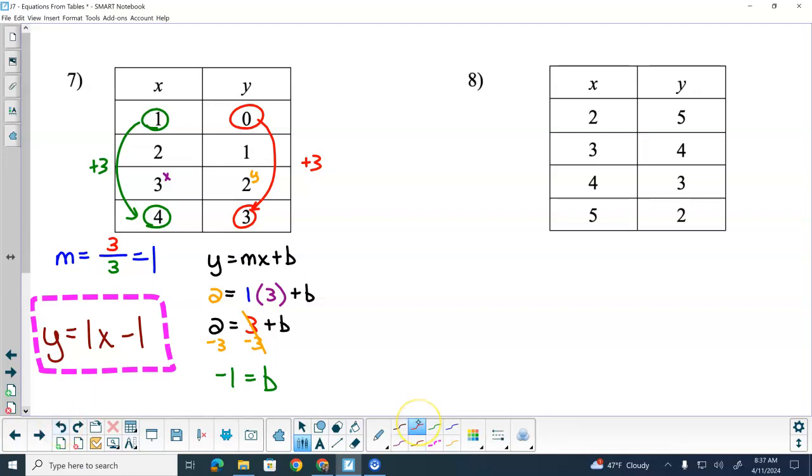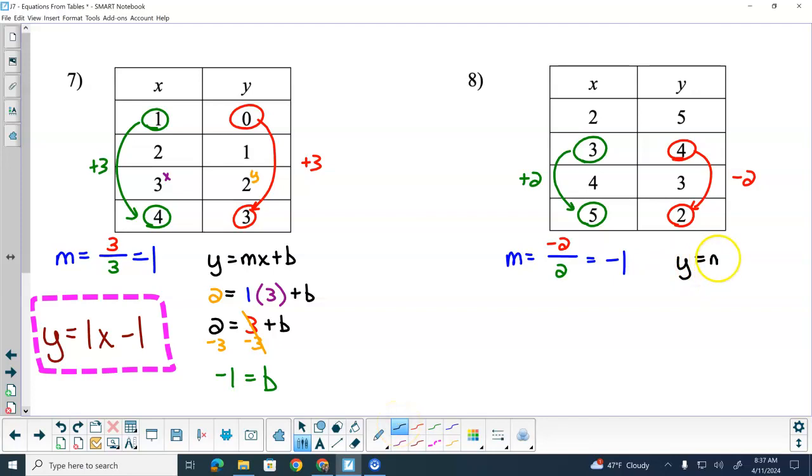Let's really change it up. Let's go second to fourth. So that's going to be a minus 2 on that side, and that's going to be a plus 2 on this side. So my slope then is going to be negative 2 over positive 2, which reduces down to just negative 1. Y equals mx plus b then.